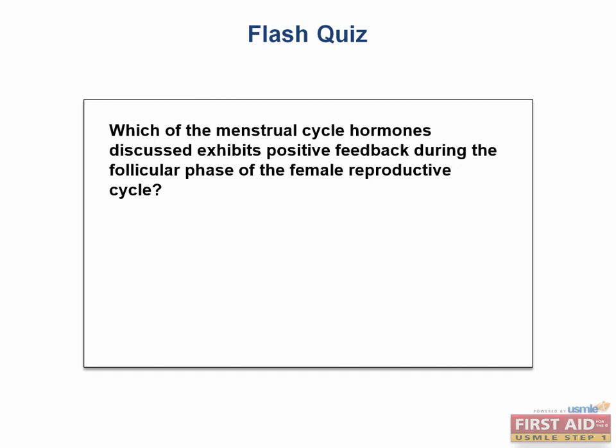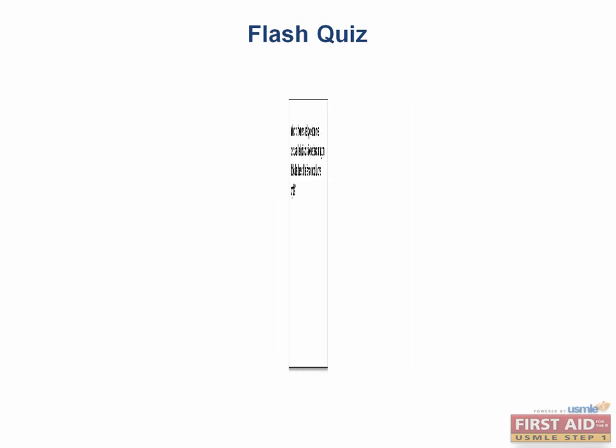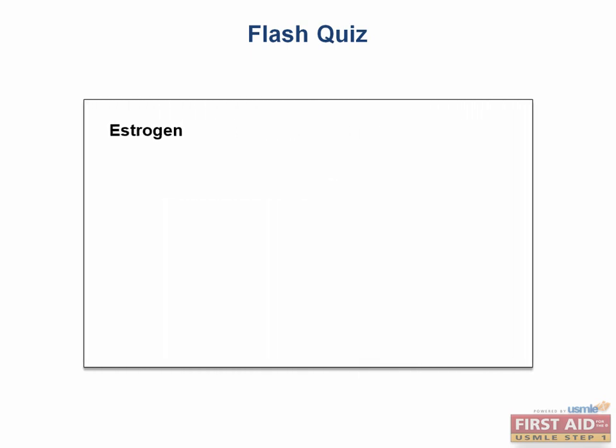So here's a flash quiz. Which of the menstrual cycle hormones discussed exhibits positive feedback during the follicular phase of the female reproductive cycle? You got it, it's estrogen. Now, I specifically said female here because, as we'll see later on, the male reproductive cycle does not experience any positive feedback.